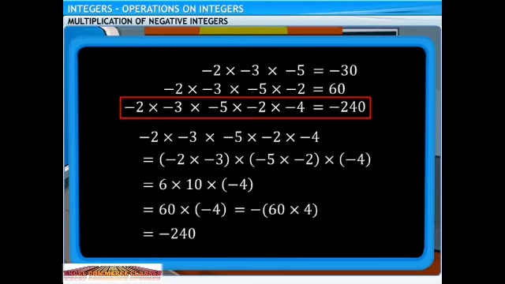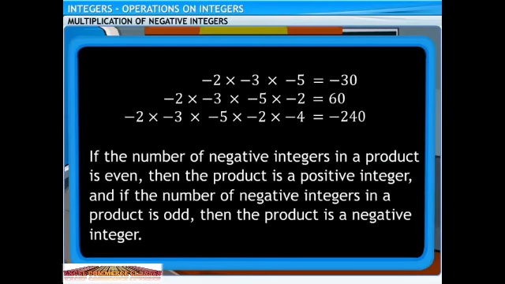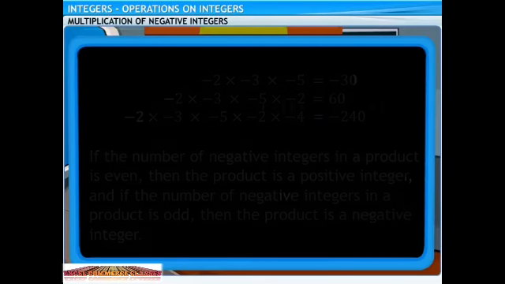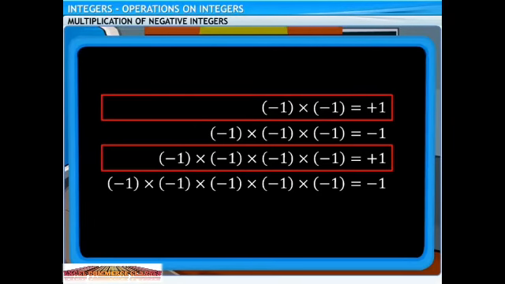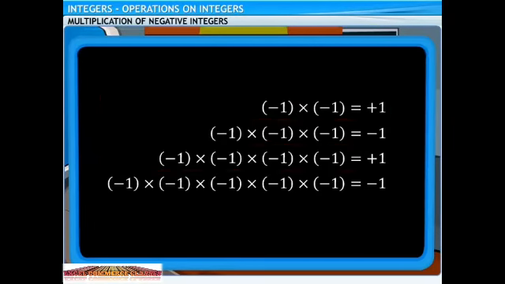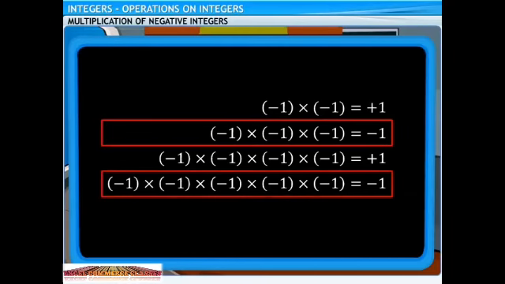So in general, you can say that if the number of negative integers in a product is even, then the product is a positive integer. And if the number of negative integers in a product is odd, then the product is a negative integer. Now, let's consider a special case where the numbers to be multiplied are all minus 1. Here, you can see that the product of an even number of minus 1s is plus 1, and that of an odd number of minus 1s is minus 1.